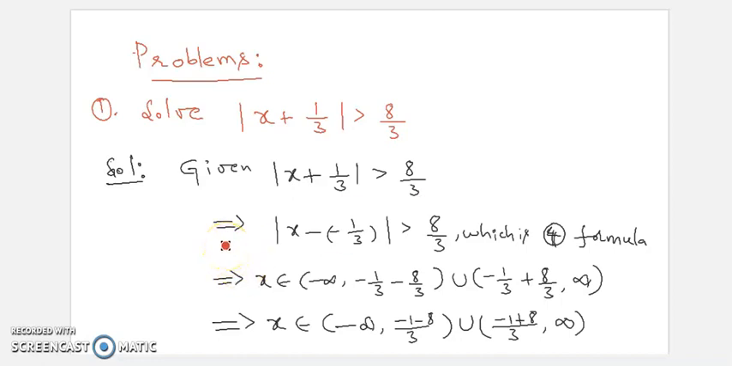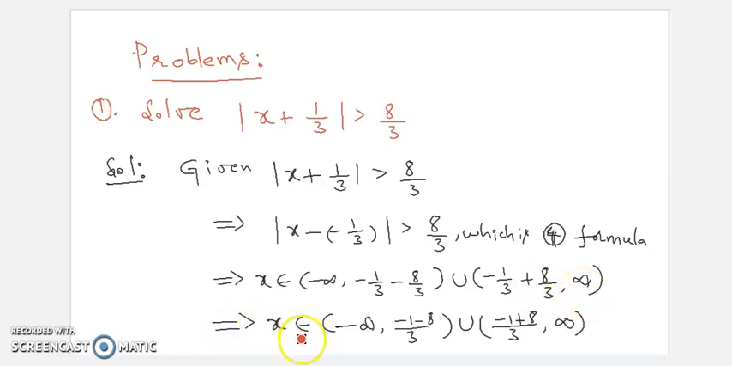So the given problem can be written as modulus of x minus of minus 1 by 3 greater than 8 by 3. Observe this second step. It is completely in the form of the fourth formula. That implies x belongs to the open interval minus infinity comma minus 1 by 3 minus 8 by 3 union the open interval minus 1 by 3 plus 8 by 3 comma infinity.